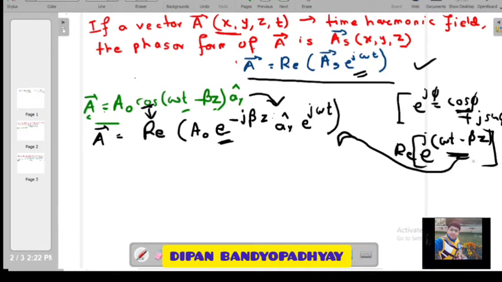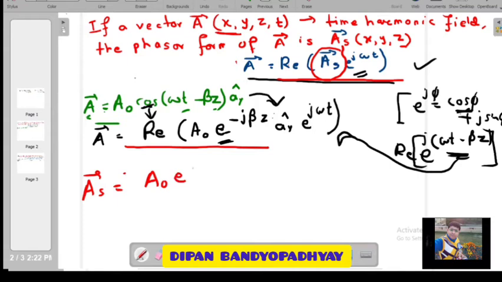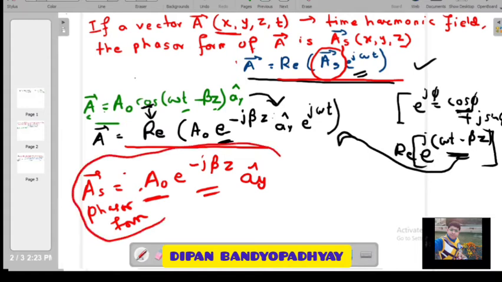Now if you compare this one with this, you will see what will be the As. So my As will be a naught e to the power minus j beta z a y. So this is my As. So you see there is an amplitude here, there is a phase here. So this is the phasor form. This is the phasor form of it. Okay.